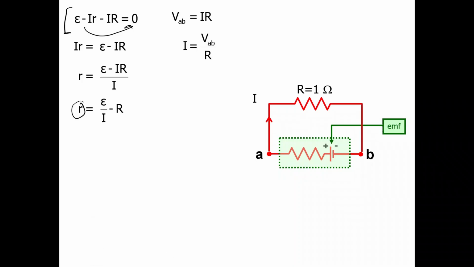And we know that capital I is going to be VAB over R, using our previous relationship. So then we can take this and substitute in here for I. The order doesn't really matter, but it's just nice to have that I in only one location.